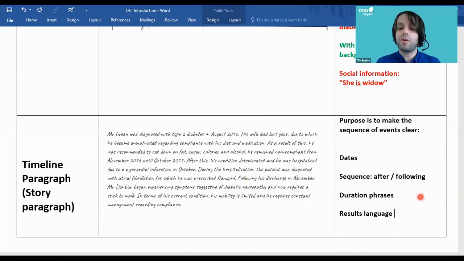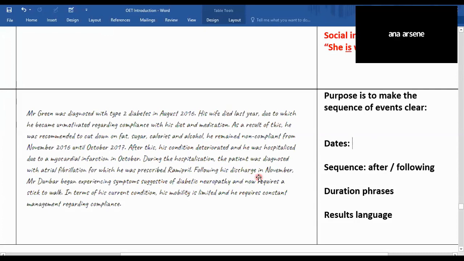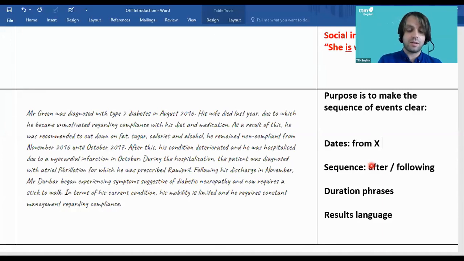Let's take some examples from here. You can see some examples. So I used this last time. Dates, you can say on, in, but can anyone see here a really nice way to use dates? I showed you this last time. Imagine I want to talk about from November 2016. That's good, isn't it? From X to Y.